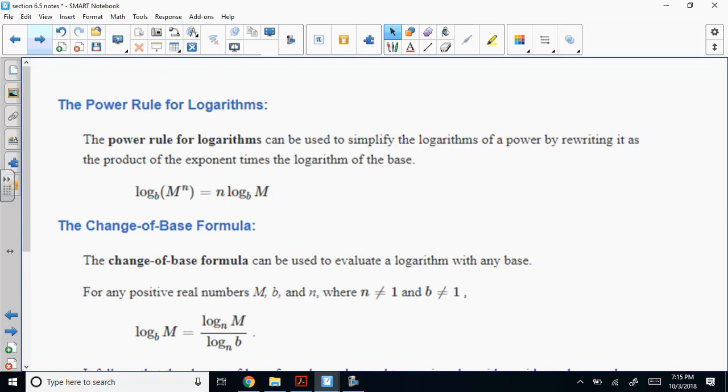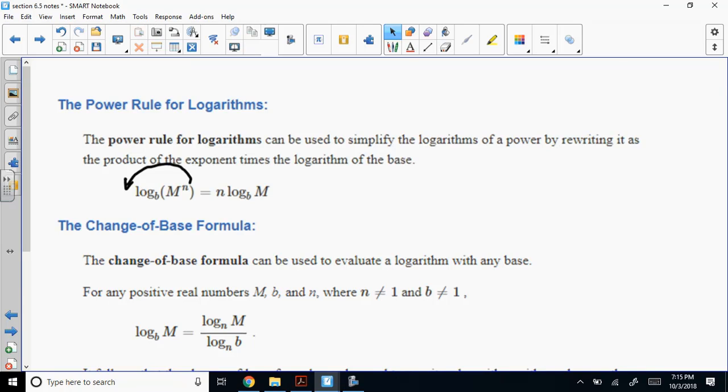Power rule. Anytime you have the "of" part right here, you can bring it out. Log base b of m, the "of" part. If it's raised to a power, you can bring it out in front of the log. Sorry, not in front of the power, in front of the log. So the number in front of the log is really the power of the "of" part, right?